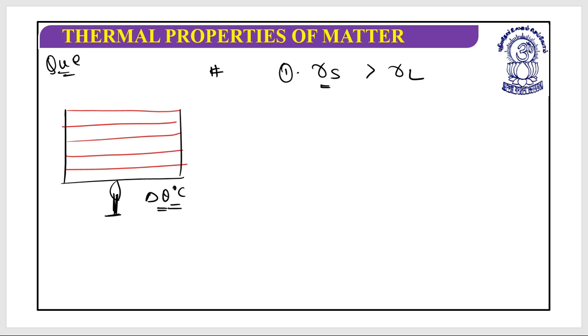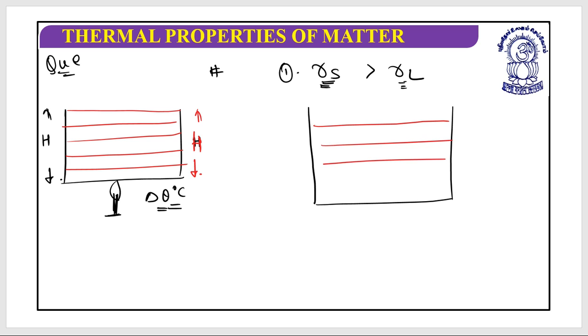Gamma of the solid is greater than gamma of the liquid. What will happen? The solid will expand more as compared to the liquid. At this point of time, the height of the solid is h, and the liquid has been filled up to the brim, so it also has a height h. Now, as the solid expands more, the situation would be something like this. Please try to feel this. So this is h plus x for the solid.